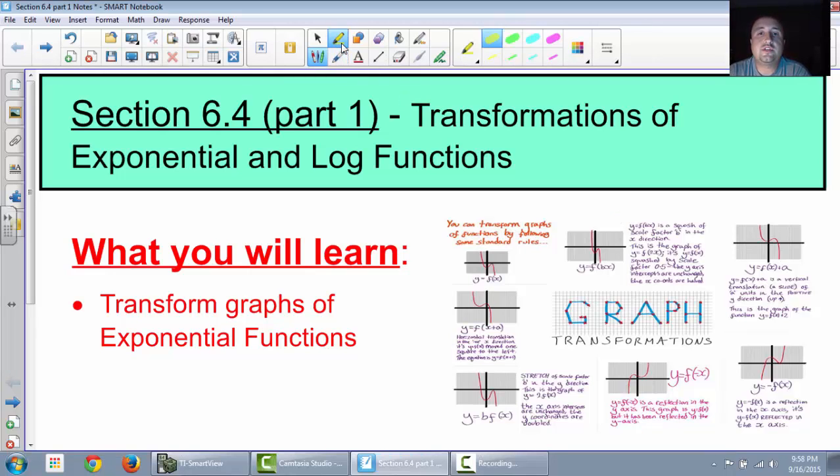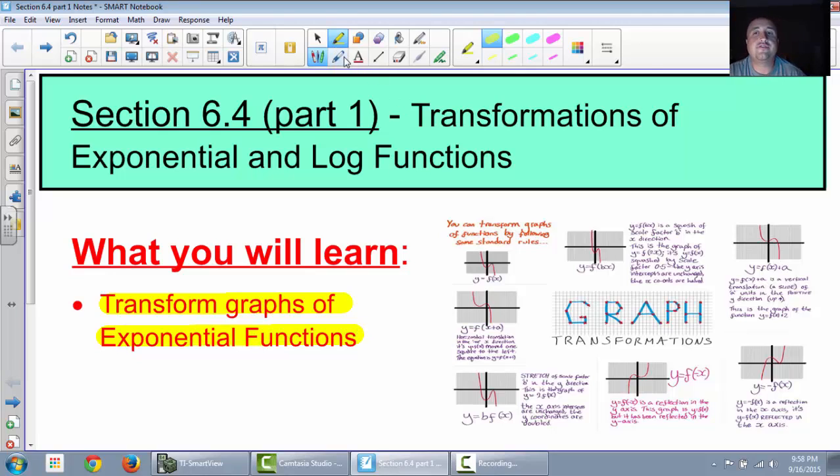All right, welcome to section 6.4, part 1. We're going to have a quiz after section 6.4, so once we get all the parts done of this, we're about the halfway point, so then we'll have a quiz. But what we're going to learn today is how to transform graphs of exponential functions.